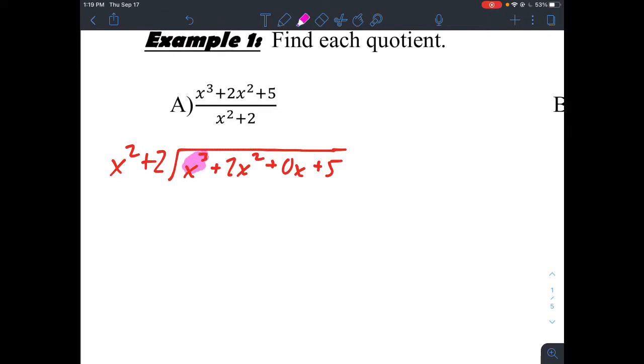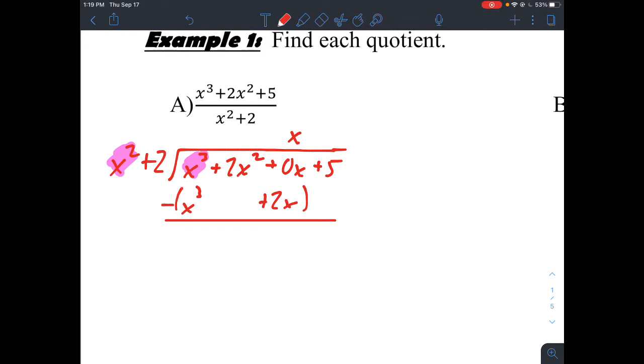All right, then you're going to say, x cubed divided by x squared. What is that? That is just x. Think about it. X cubed over x squared, you're left with x, right? So x cubed over x squared is x. I'm going to put that over the x here. They're going to multiply. X times x squared is x cubed. X times 2 is 2x.